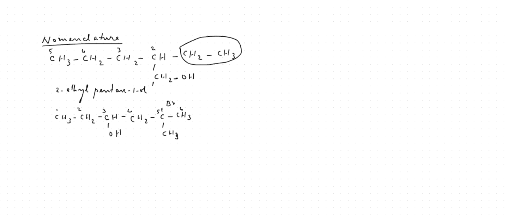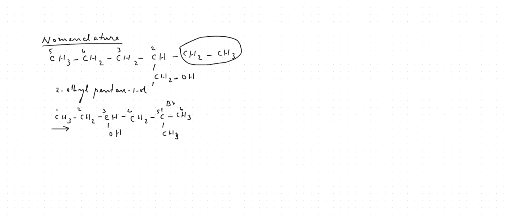Why did I count in this fashion? I have to count in such a way that the carbon to which the OH group is attached gets the least number. If I count in this fashion, 1, 2, 3, 4, the alcoholic group is attached to the fourth carbon. If I count in this fashion, 1, 2, 3, 4, 5, the alcoholic group is attached to the third carbon. Therefore, this is the right method where the functional group is getting the least number.